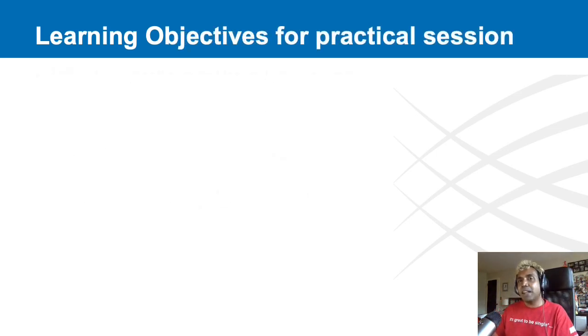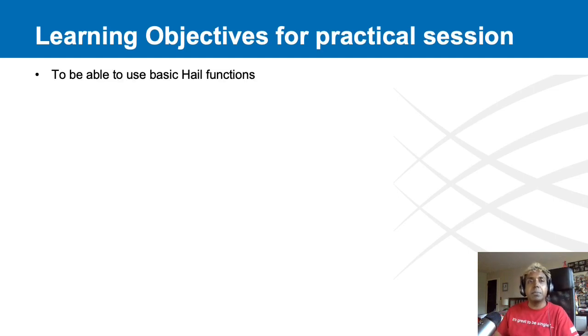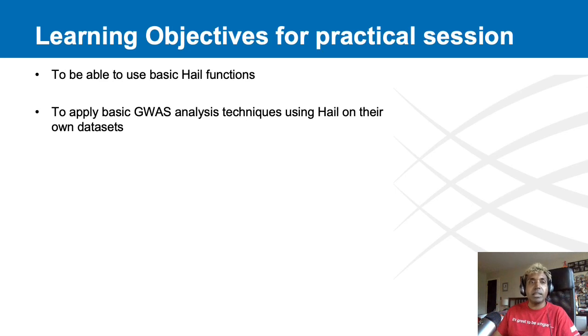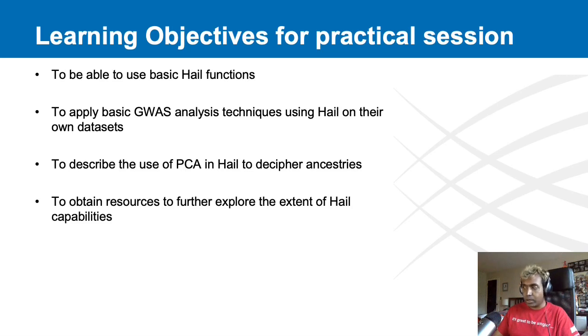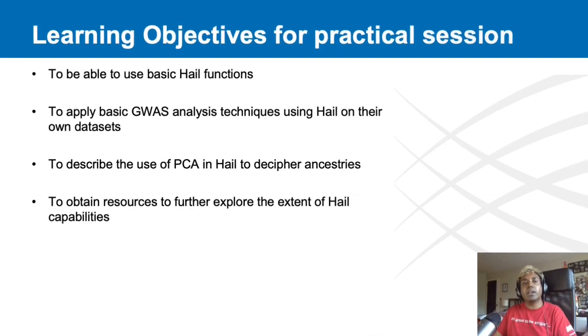And the learning objectives for the practical sessions that I will go through with you are to be able to use basic Hail functions. I do not expect you to be experts at Hail, but just to know the introductions. On top of that, after we're done, I'll be posting all of the code on my GitHub repo so that you can just use the Docker image to run it yourself, either locally or on a cloud to set up. You can also use it to apply basic GWAS analysis tools using Hail on your own datasets, to describe the use of PCA in Hail to decipher ancestries, and to obtain resources in order to explore further the extent of Hail capabilities that I've already shared.